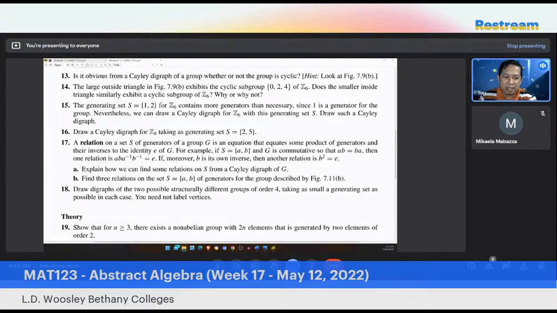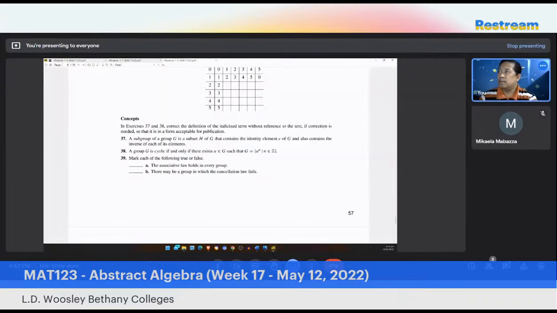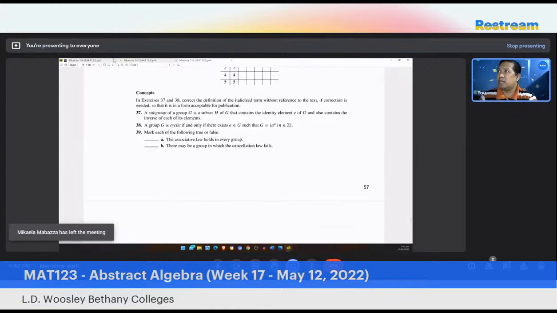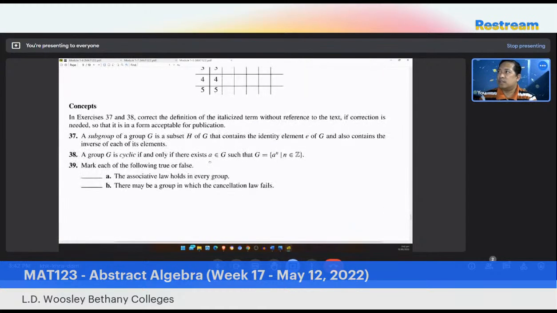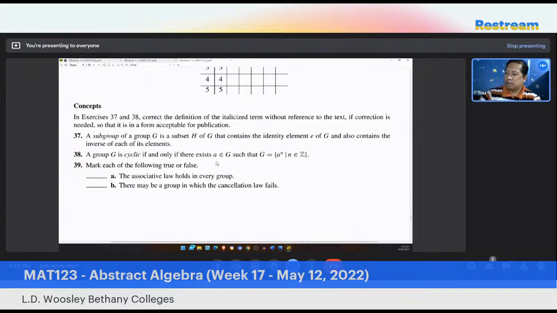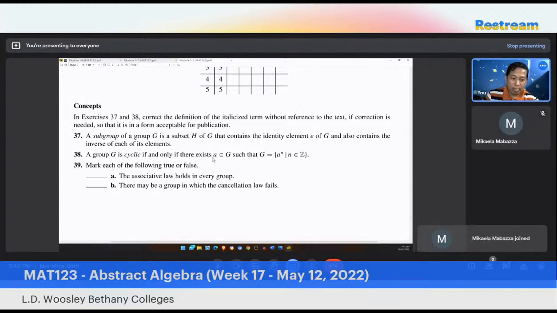Okay, 1-5 tayo. 1-5 starting with number 37, the conceptual questions. Okay, this time you will modify true or false. A subgroup is a group G, a subset H of G that contains the identity element E of G and also contains the inverse of each of its elements.